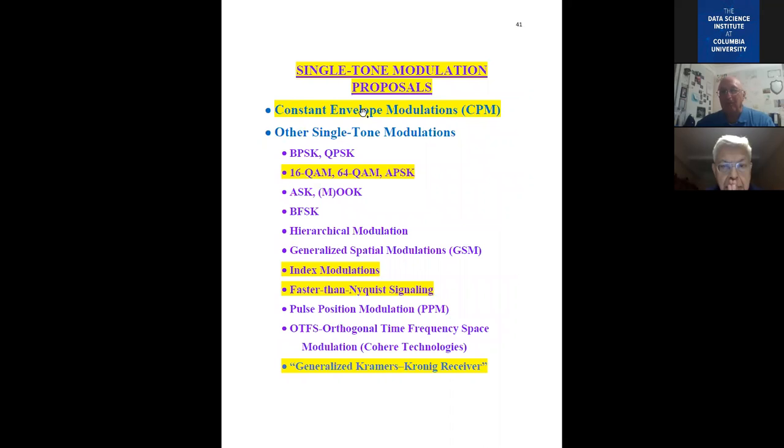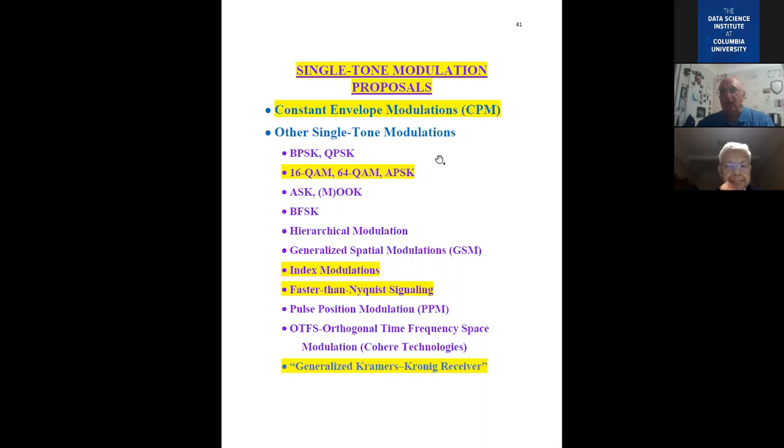A number of different proposals for single tone: classic constant envelope signal, we'll talk about this in a second; 16 QAM, 64 QAM, BPSK, QPSK; something called index modulation, which is really a combination of modulations. I want to say a few words about this. Talking about using faster than Nyquist signaling, which is a classic paper written in 1975 by Jim Mazo, which has come alive again in the last 10 years. A number of you are familiar with who Jim Mazo was. People talk about pulse position modulation. There's some new idea called OTFS that's out of a company in California. And this was just some implementation, basically, of a QPSK receiver.